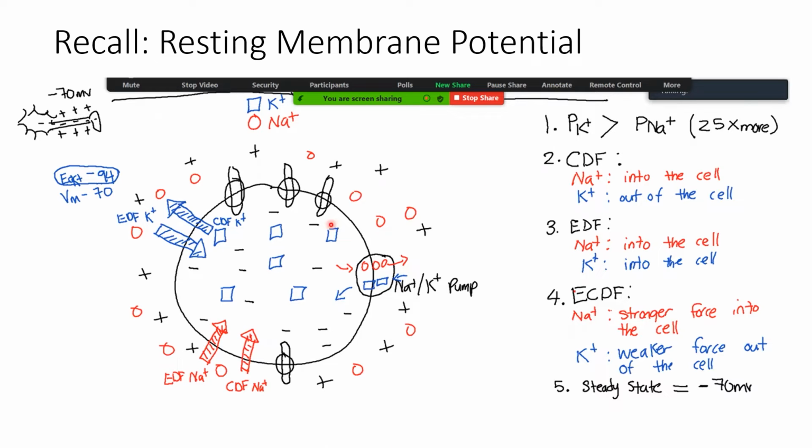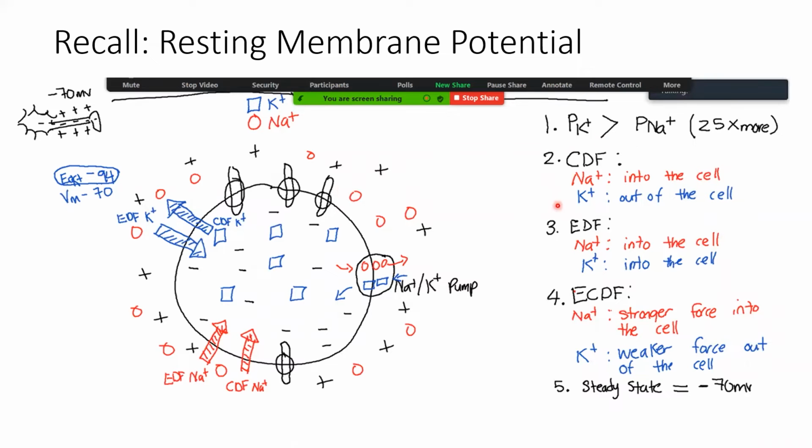All right. So just to give an overview here of what we're looking at and how we put all those pieces together. First of all, we want to establish that the cell is more permeable to potassium, 25 times more to be specific. So in order to reflect that, we're going to have more potassium doors, which we can see at the top here, or more potassium channels, which reflects that increased permeability.